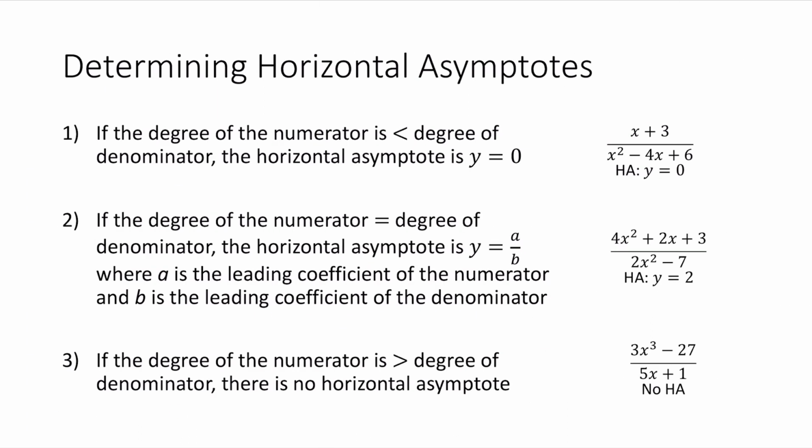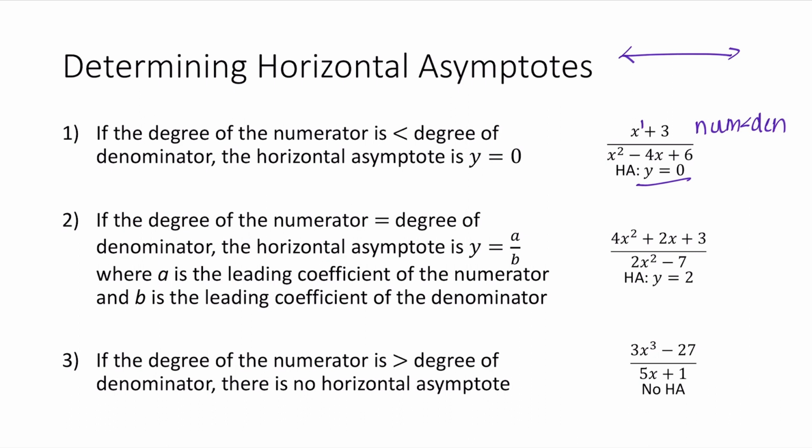So how do you determine horizontal asymptotes? Remember, those are the asymptotes that go across like this. Well, what you have to do is look at the degree of the numerator and the degree of the denominator. If the degree of the numerator is less than the degree of the denominator, the horizontal asymptote is y equals 0. So look in this example. The degree of the numerator is 1, the degree of the denominator is 2, so the numerator is less than the denominator, and that is why it's y equals 0.